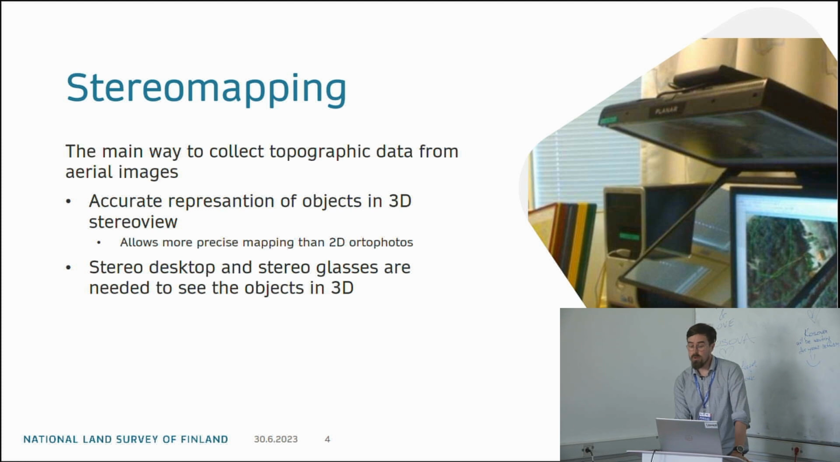The main way to collect topographic data from aerial images is stereo mapping. The operator gets an accurate representation of objects in 3D stereo view, and it allows more precise mapping than just 2D orthophotos, and those stereo desktops and stereo glasses are needed to do that work.